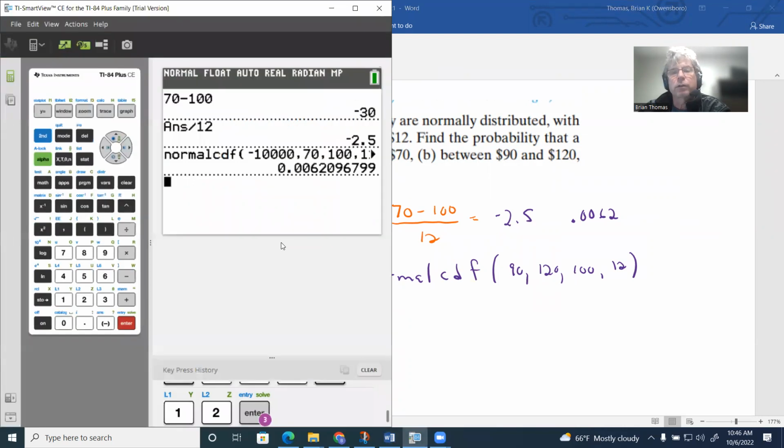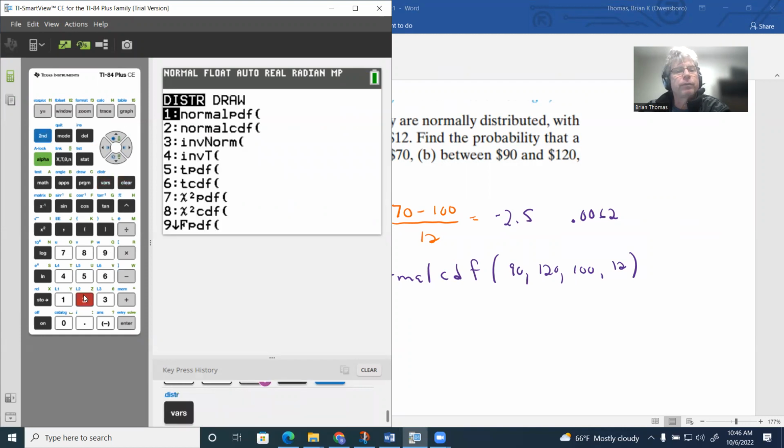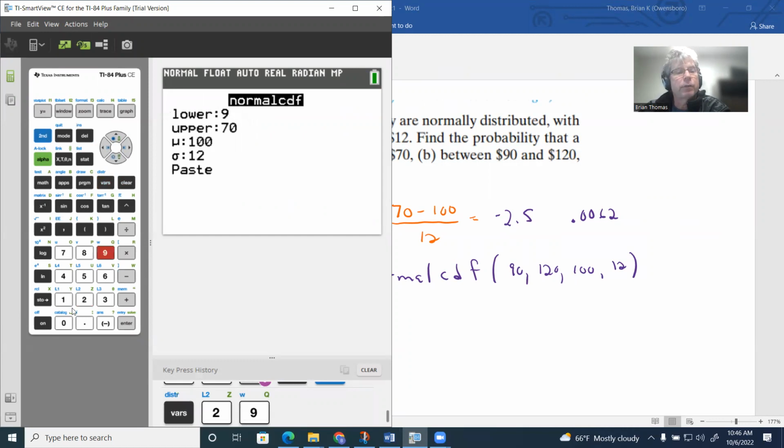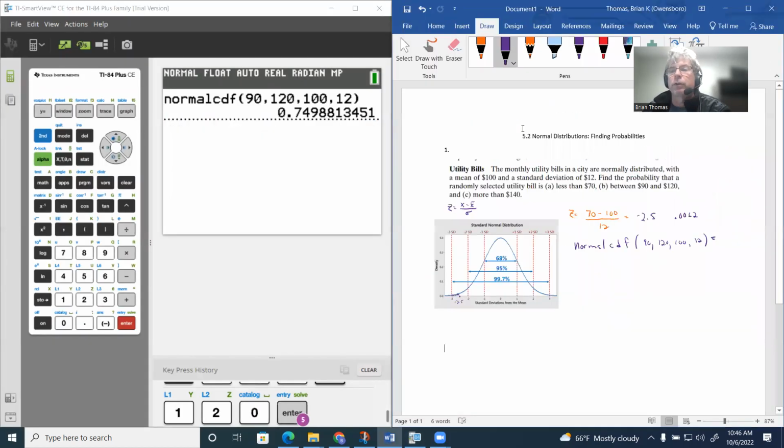So let me see if I can do that. Clear this off. Distribution is above the vars, second distribution, the second one. Again, my lower bound this time is 90. My upper bound is 120 this time. My mean is still 100. My standard deviation is still 12. That looks good. Hit enter. So that gives me 0.7498, and that fifth eight is going to make that fourth eight become a 9. So 0.7499 would be our probability. So about 74.99% if I was doing it as a percent.